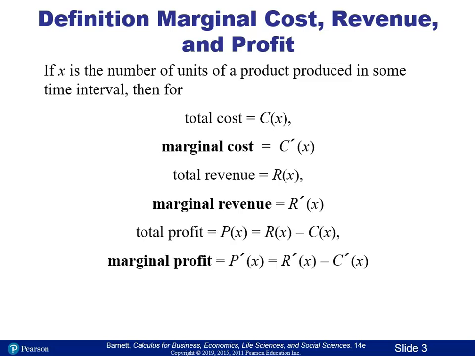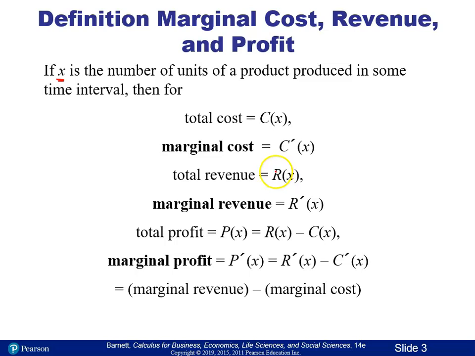Okay, so a few notations and formulas that you need to be familiar with. X is always going to represent the number of units, the number of units being produced and sold. The capital C, or C of X, represents the total cost. So if you wanted to produce 10 items, what's the total cost to produce those 10 items? That's your total cost. Marginal cost is the derivative of cost, so it's C prime of X.